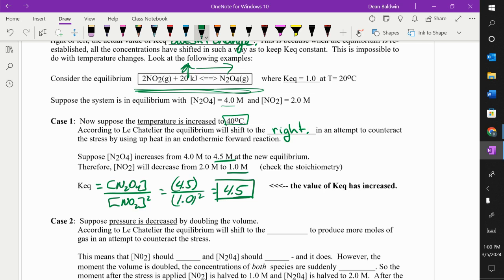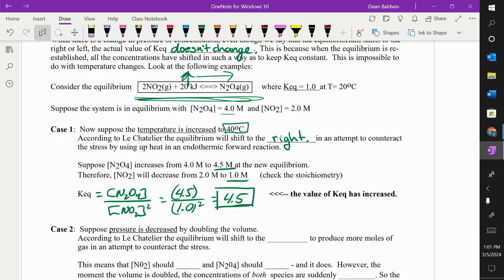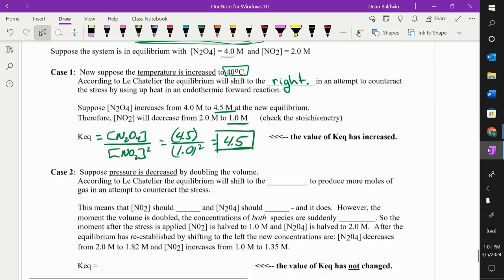What if you change the pressure? So we're going to decrease the pressure by doubling the volume. So we increase the volume, which means the pressure goes down. Okay? Which way will this equilibrium go if we decrease the pressure, i.e. increase the volume? It goes to the left because it wants to go to the side with more gas molecules. Entropy, right? So we shift to the left. This means NO2 should increase. N2O4 will decrease.